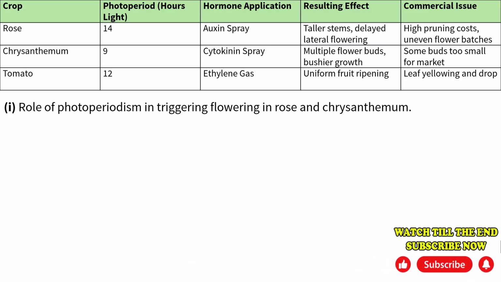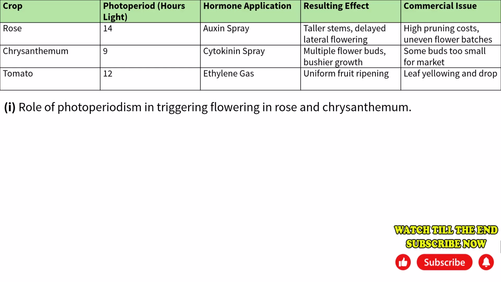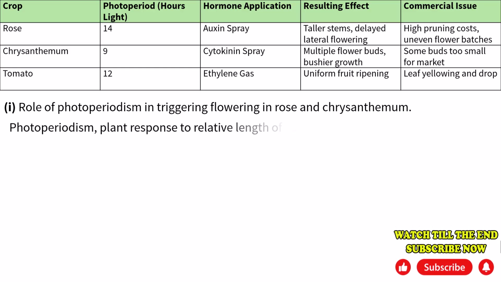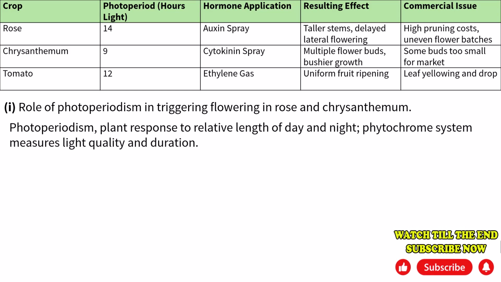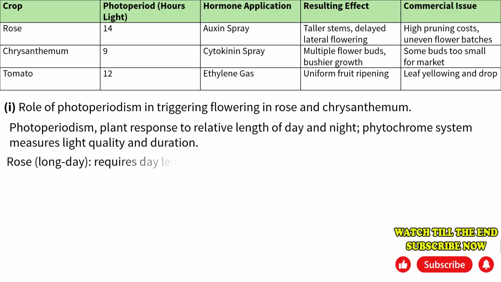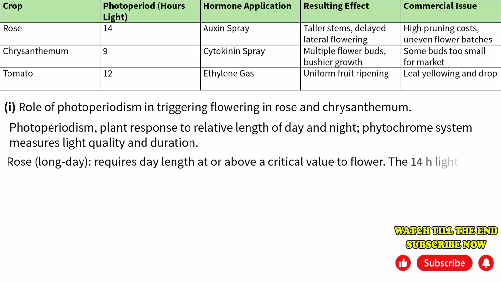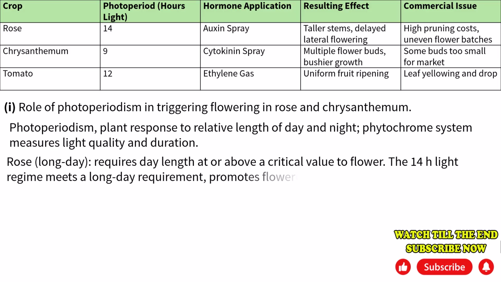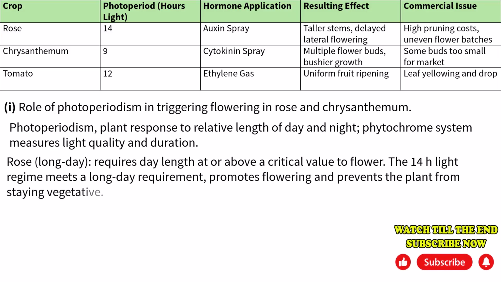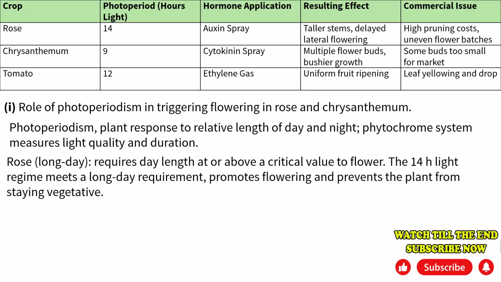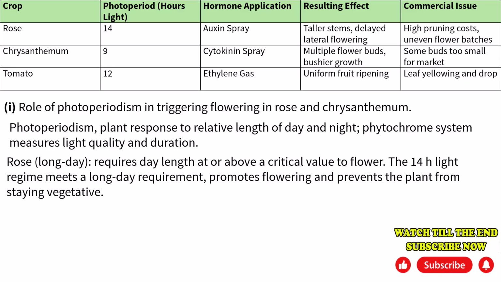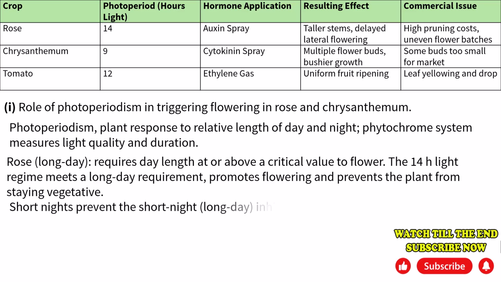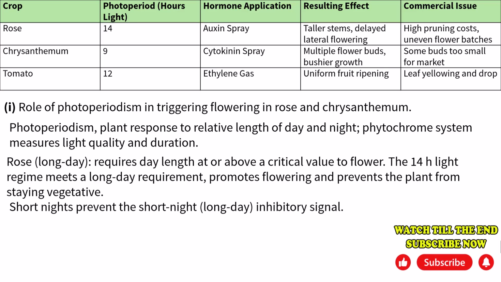Role of photoperiodism in triggering flowering in rose and chrysanthemum. Photoperiodism is the plant response to the relative length of day and night. The phytochrome system measures light quality and duration. Rose, a long-day plant, requires day length at or above a critical value to flower. The 14-hour light regime meets the long-day requirement, promotes flowering, and prevents the plant from staying vegetative. Short nights prevent the inhibitory signal.